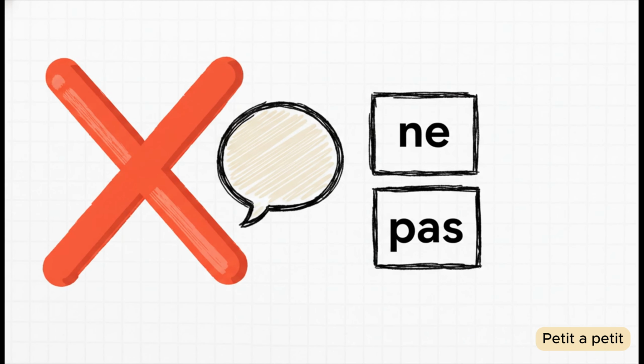And here's another common one. Putting the verb before the negation. Again, think about our sandwich. You wouldn't put the turkey on the outside of the bread, would you? The verb has to go in the middle.